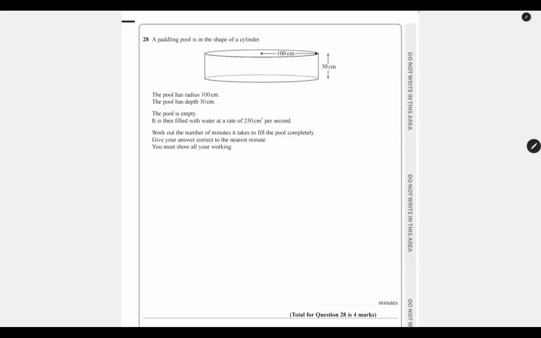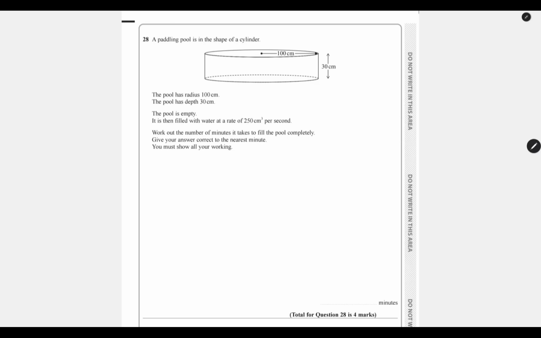Question 28 says, a paddling pool is in the shape of a cylinder. The pool has radius 100 centimeters. The pool has depth 30 centimeters. The pool is empty. It is then filled with water at a rate of 250 centimeters cubed per second. Work out the number of minutes it takes to fill the pool completely. Give your answer correct to the nearest minute. You must show all your working.